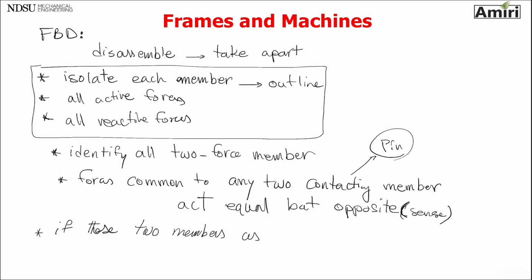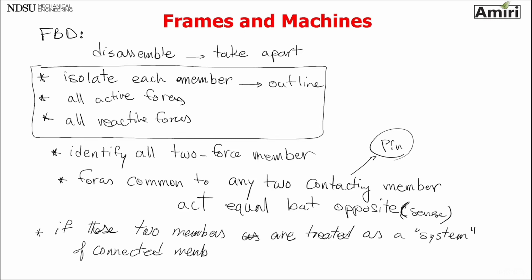as a system, if two members are treated as a system, means you're treating them together. Or in other words, there are two members that you didn't take apart, which we're going to see in examples why that might be a case. Then that means the forces on those pins that you didn't take apart are internal forces.